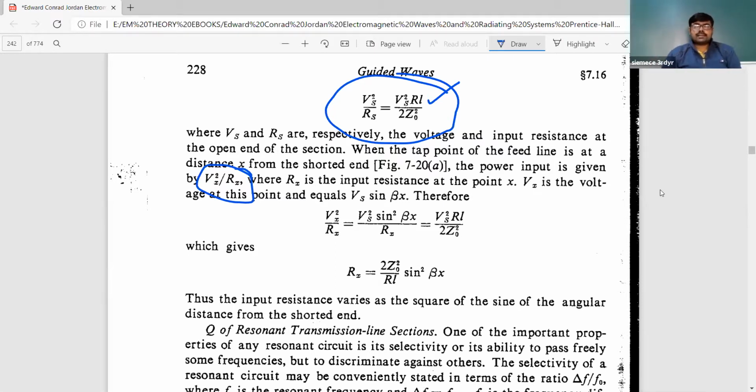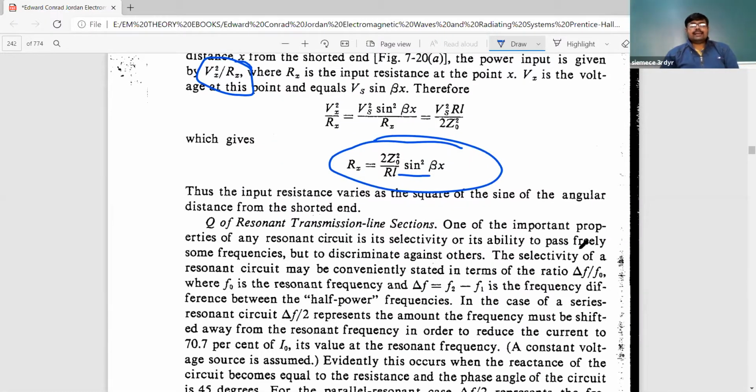Here Rx is the input resistance at the point x, and Vx is the voltage at this point, equal to Vs sin beta x. Therefore, Vx square by Rx equals Vs square sin square beta x by Rx equals Vs square RL by twice Z naught square, which gives Rx equals twice Z naught square by RL sin square beta x. From the expression you can see the sinusoidal distribution factor.